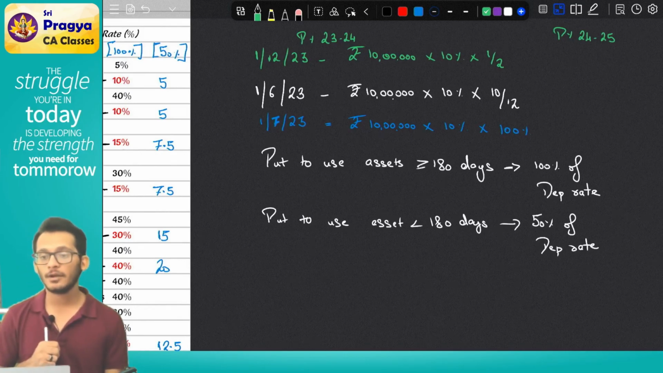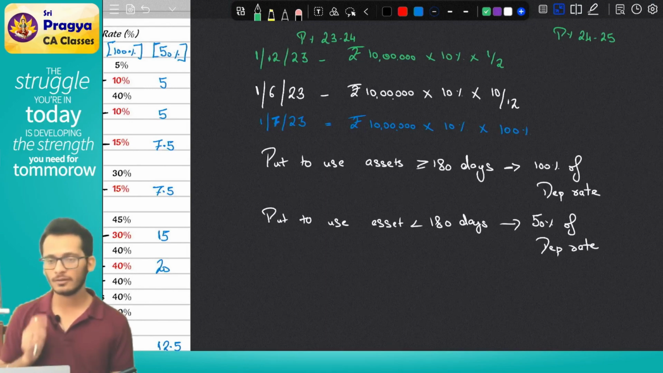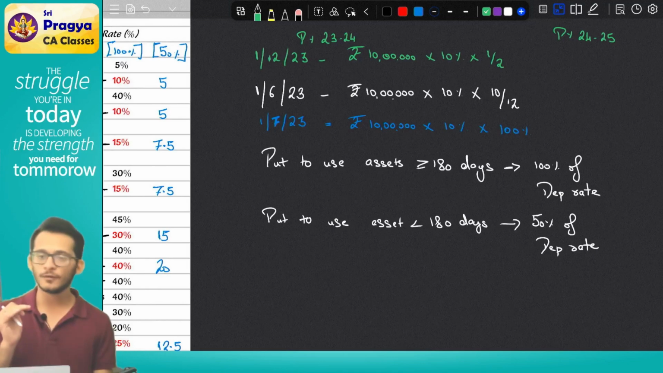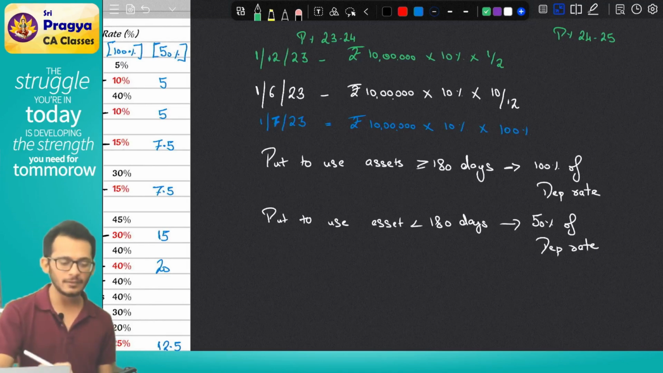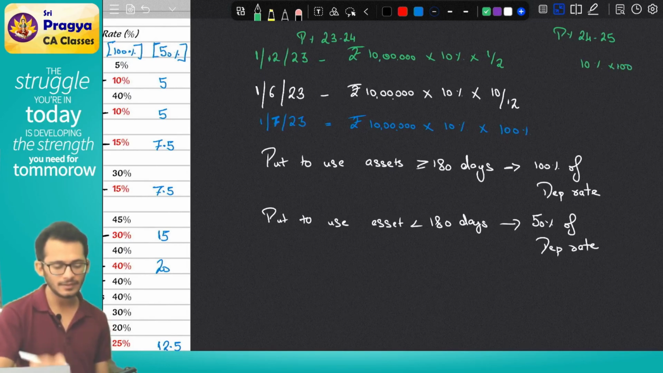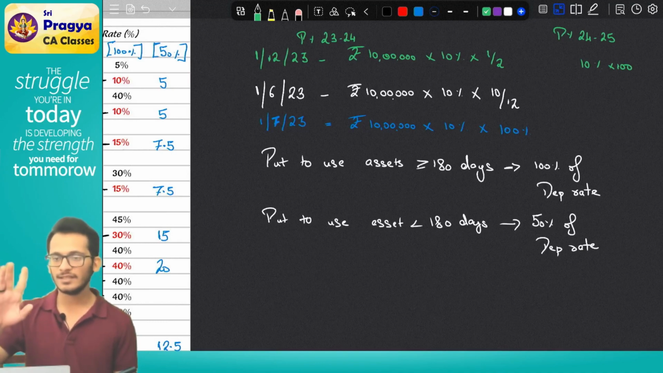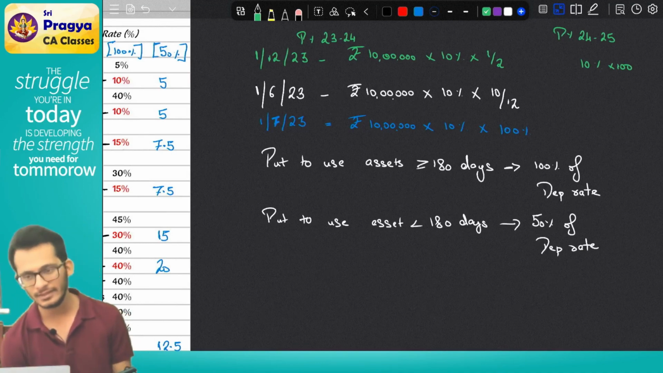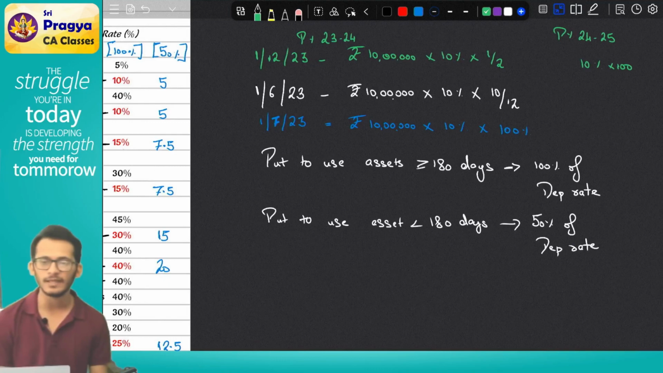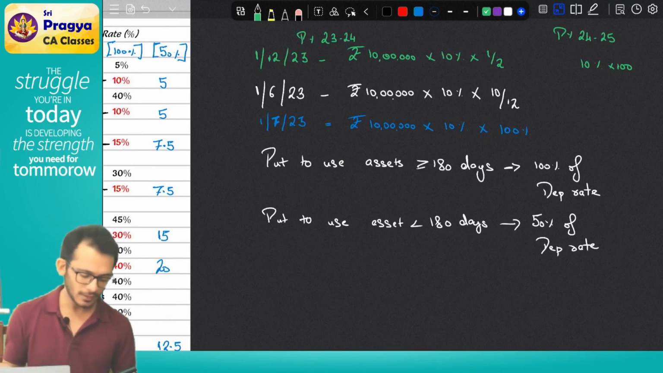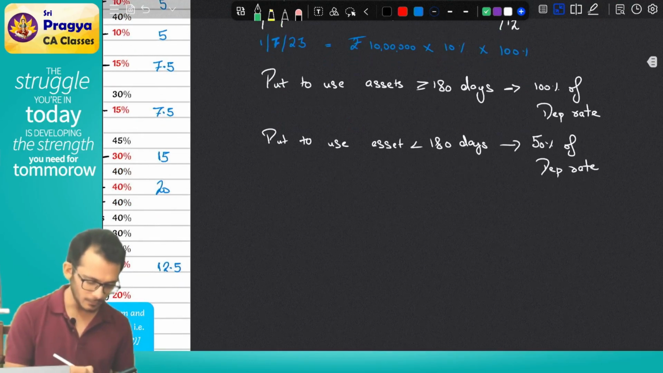Because the asset is now part of my opening block. The moment the asset is part of my opening block and is put to use for more than 180 days, the rate will become 10% into 100. In simple words, Rahul, this 50% rate only applies in the first year of the asset. The moment the asset has gone into your block, it will never apply. Yes or no?